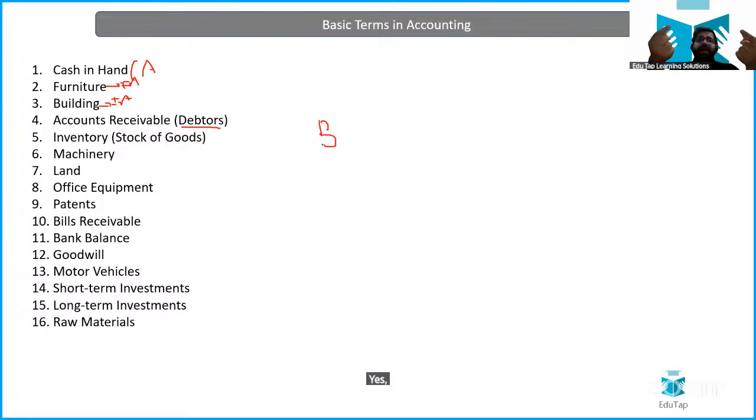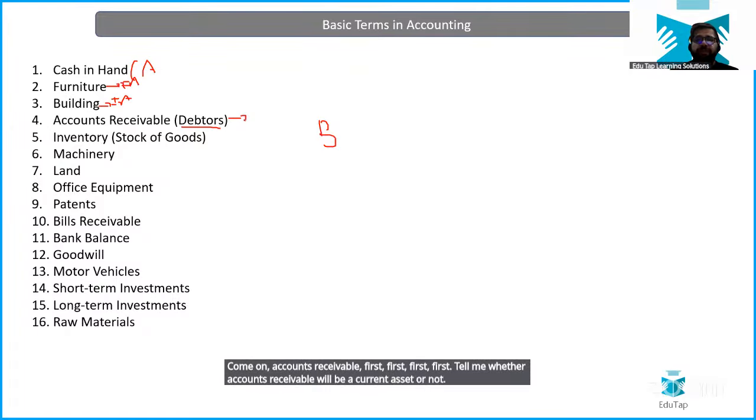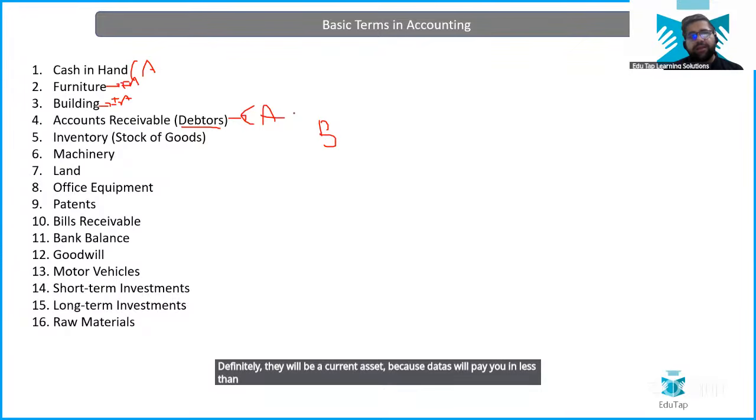Yes, a debtor is liable to pay the business. You don't have to pay. The money will come in, not go out. Then you go to inventory. Come on, accounts receivable first. Tell me whether accounts receivable will be a current asset or not. Definitely they will be a current asset because debtors will pay you in less than 1 year only, right?